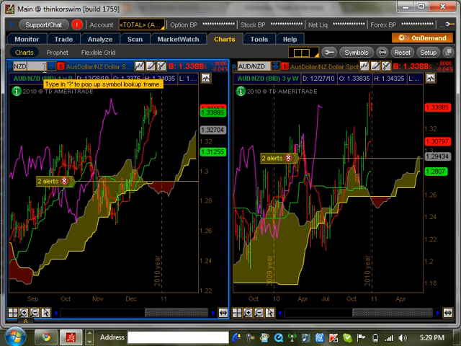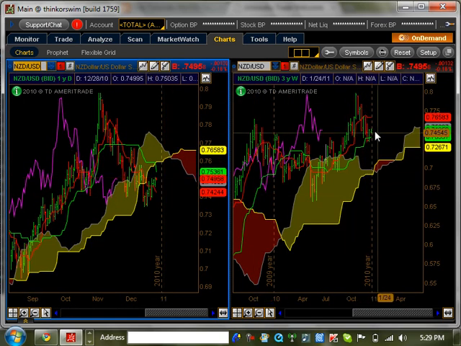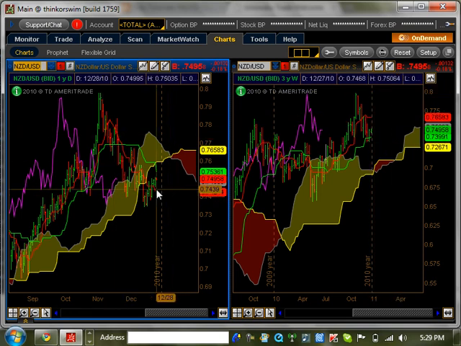Okay, let's go look at NZD/USD. Look at NZD/USD. You've got weak bullish on the weekly and weak bearish on the daily, so there's conflict there. There's nothing there at all.